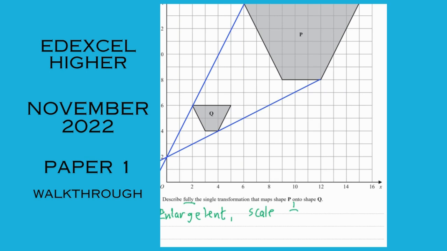And I look at one line there, it's gone from 3 to 1, so it's a third. And then you need the centre, and that's what the rays are for. You don't need to draw more than 2, unless you don't trust yourself. 2 should find it, 3 will just confirm it. The centre is the coordinate 0, 2.